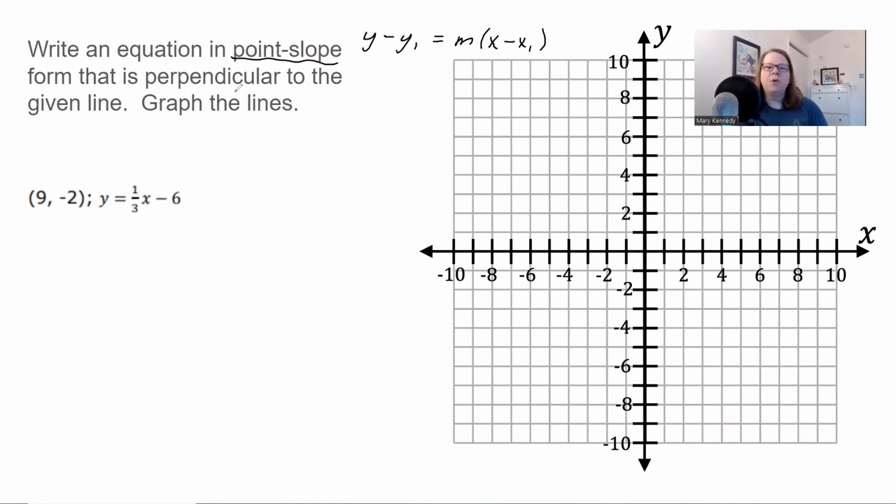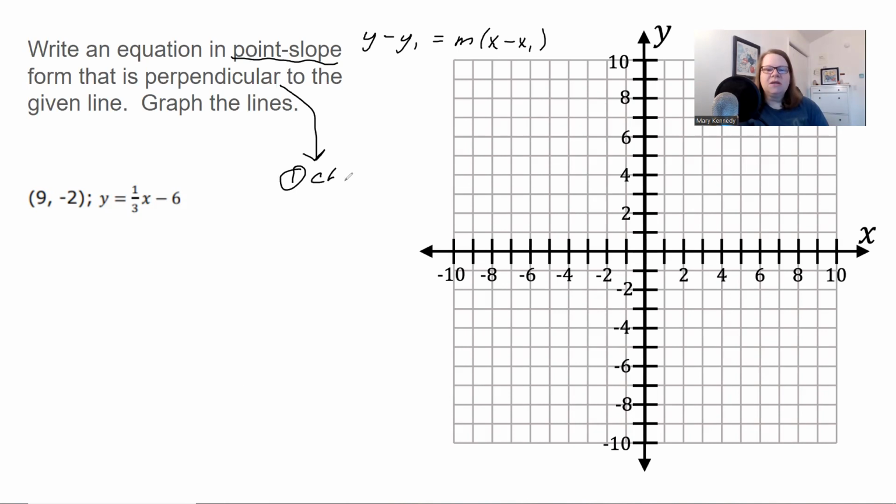Now let's think about perpendicular. Perpendicular lines, we know, are lines that form a right angle, like a four-way stop, right? But there are a couple of things that you have to do to get the lines to be perpendicular to each other. You have to do two specific things.